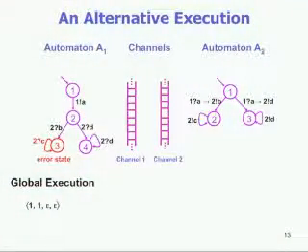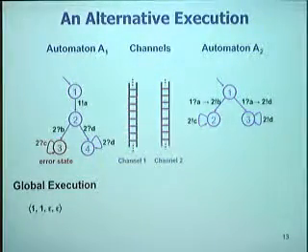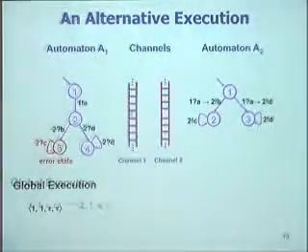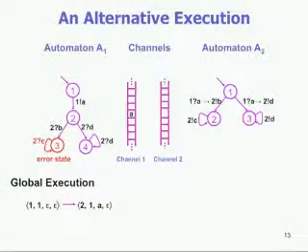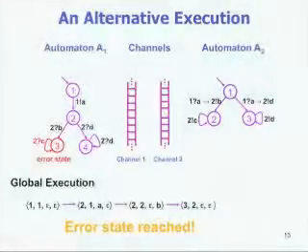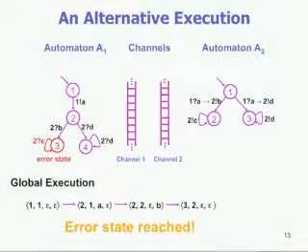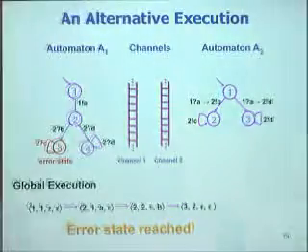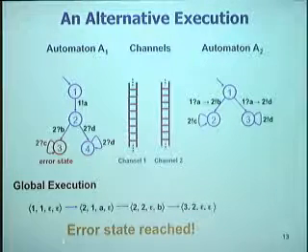Now, looking at an alternative execution, again both processes start at control location 1 and both channels are empty. Then letter A is written to channel 1. However, this time, process 2 reads letter A, takes this transition and goes to state 2, and writes letter B on channel 2. Then, going back to process 1, it can read this letter B and go from state 2 to 3. In this particular execution, the error state becomes reachable.